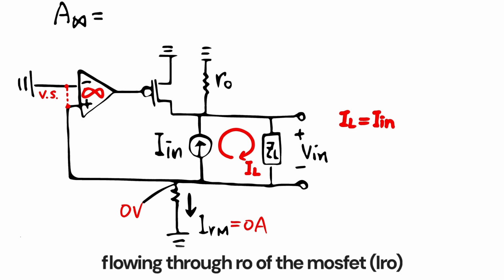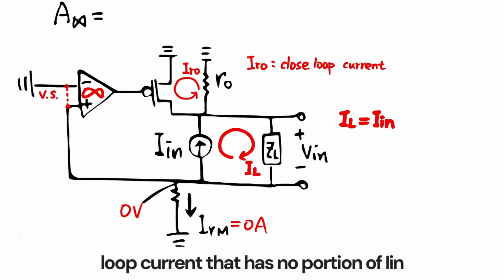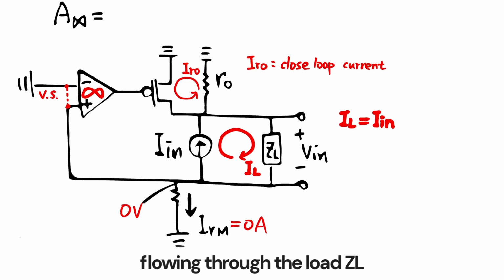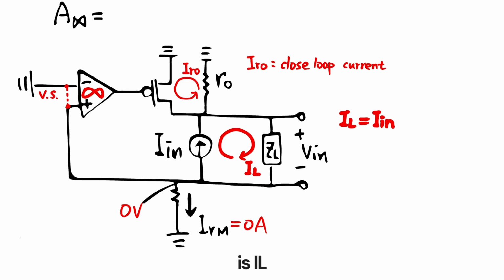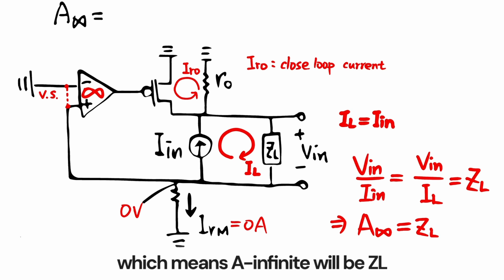And the current flowing through or out of the MOSFET will form a closed-loop current that has no portion of In. Since the current flowing through the load ZL is IL, and IL equals In, Vin over In will be Vin over IL, which means A infinite will be ZL.